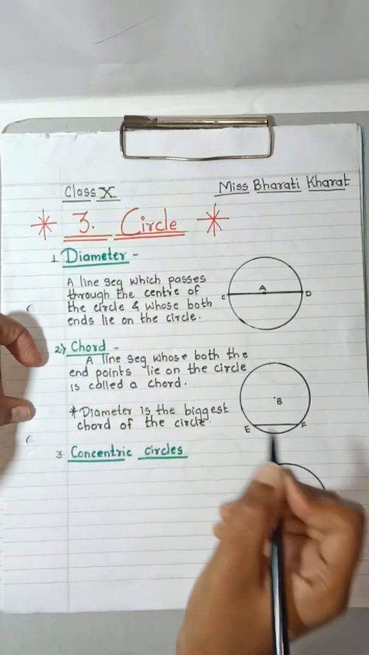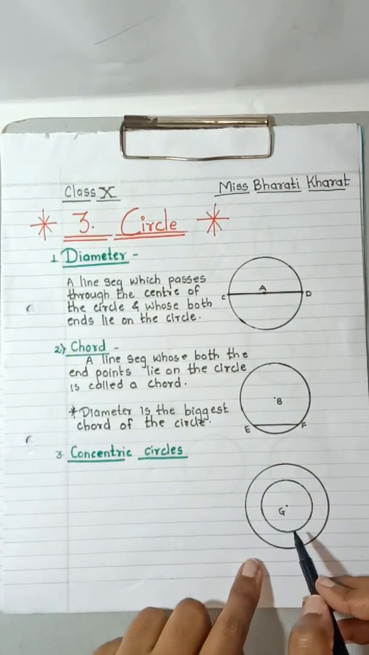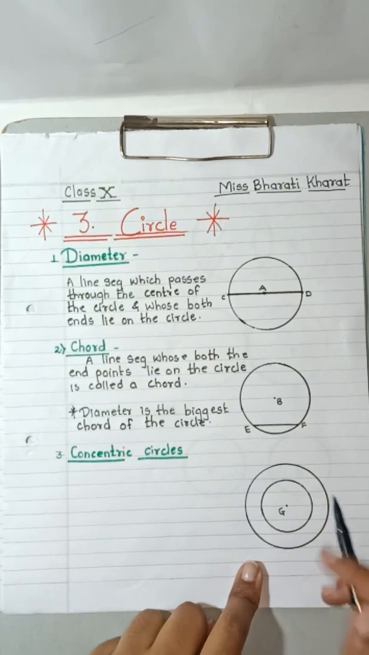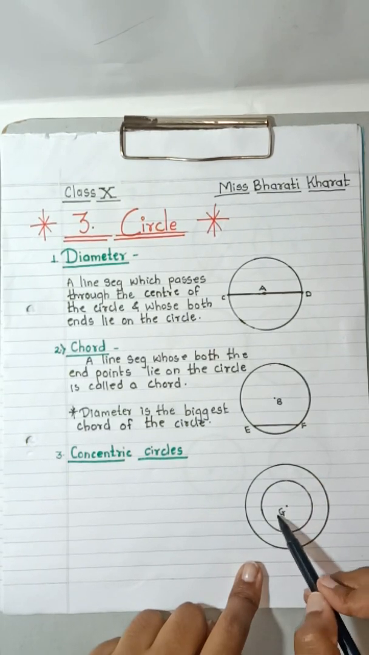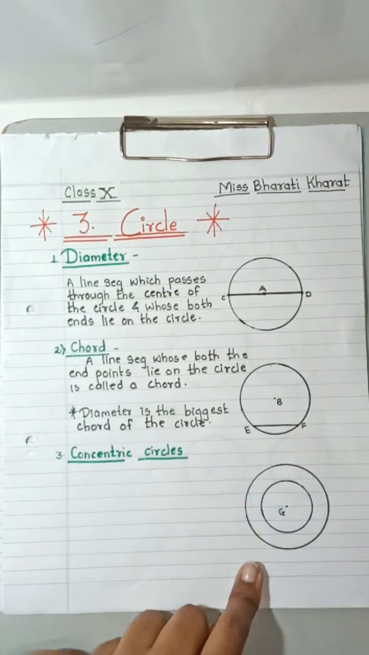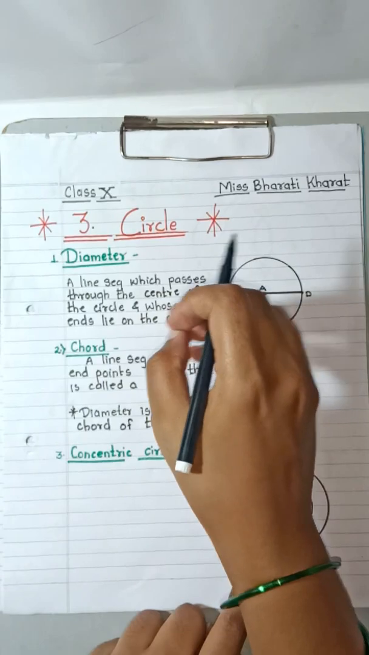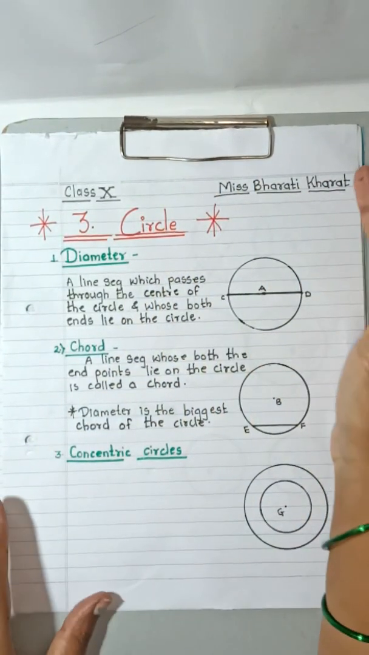Okay children, now we are going to study what are concentric circles. As you can see in the diagram over here, there are two circles, but you can see their center is common. So you can define it as: if two circles have a common center, they are called concentric circles.